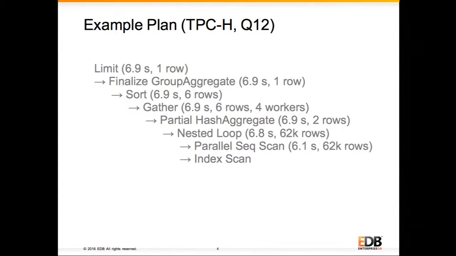This is what we hope will happen with our queries. Almost all the work is being done below the gather, which means that it's parallel. The only thing we're doing above the gather is sorting six rows and then aggregating six rows and performing a limit, which is not a lot of work.